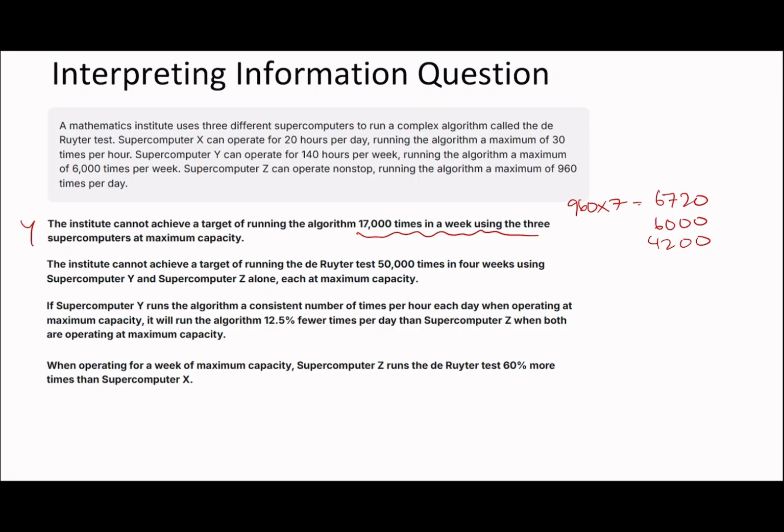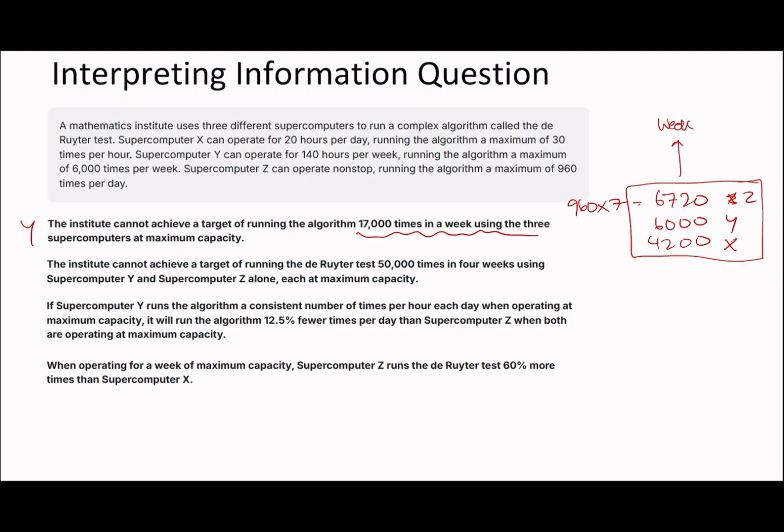So you can see we've done something good here because we worked out, I think this was X, this was Z, and this was Y, okay? Because now all we need to do is take these values and switch them up, because we know this is the max they can output in a week.